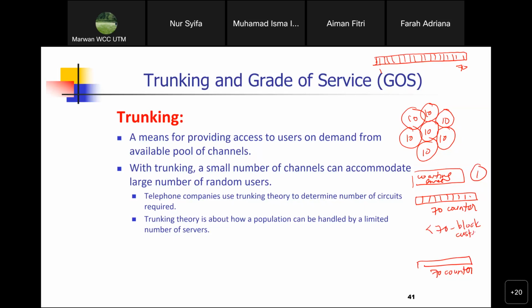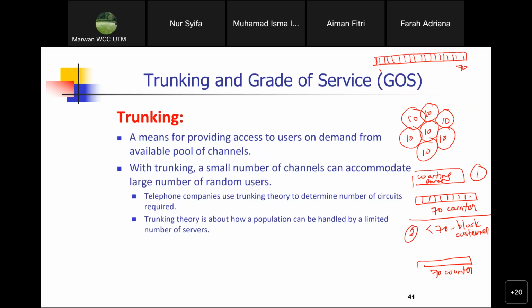What does blocking a customer mean? It means that you ask the customer to come back later. So you refuse to serve, but ask the customer to come later. Once you have these two, you degrade your service a bit, and it turns out that you can serve more than 70 users. So the number of customers that you can serve is more than the number of counters that you have. In our case, in what we're drawing, 70 counters. So this is the idea of trunking.